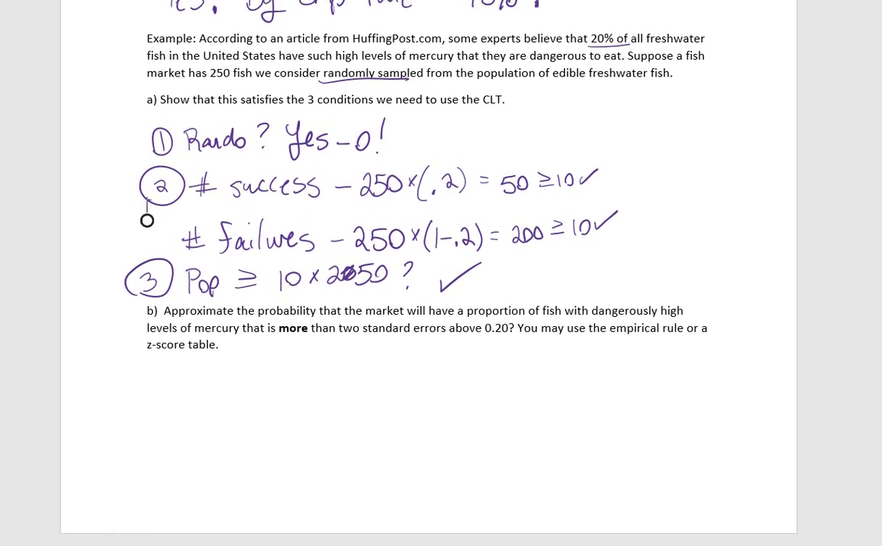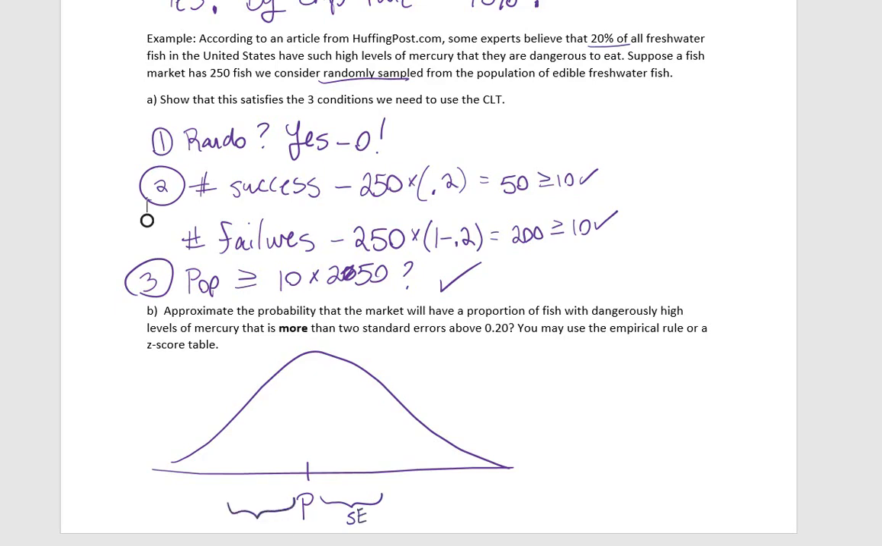Now, since we met all the central limit theorem conditions, what that means is that we're going to have a normal curve where most of our samples are going to reflect the population, give or take a standard error. And remember, since this is a normal curve, we can use the empirical rule. So let's approximate the probability that the fish market will have a proportion of fish with dangerously high levels of mercury that is more than 2 standard errors above 0.2.